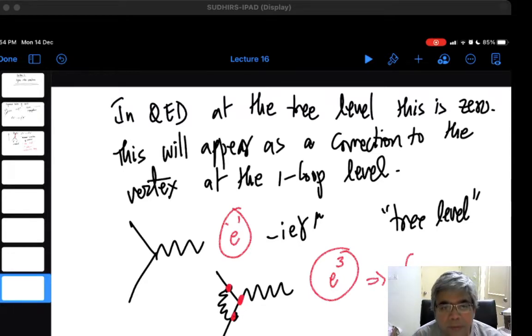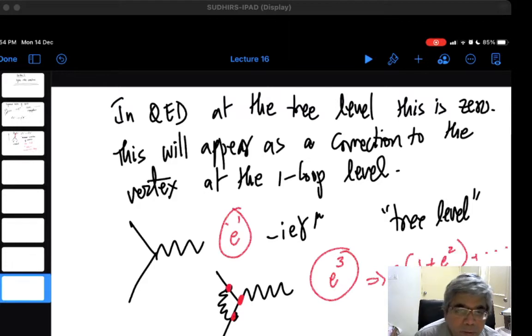Okay, there is an E square correction. So these two vertices will end up being together. This and this together will end up being some corrections to this one.